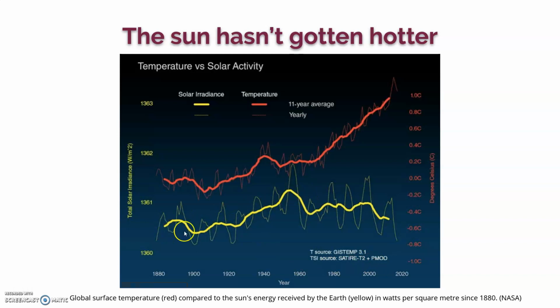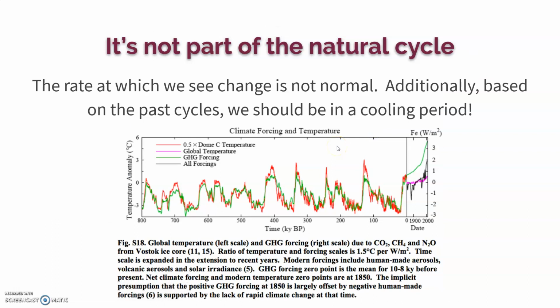for a long time it did have the same kind of pattern, where if it decreased, we see the temperature decrease, and if it increased, we see the temperature increase as well. But now we've actually seen the solar radiation has gone down a bit. However, we are still increasing in temperature. So this wouldn't happen if this was the cause. We would see them both go up. It's not part of the natural cycle.